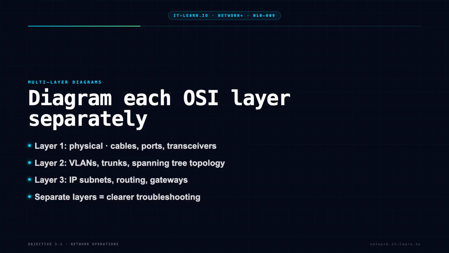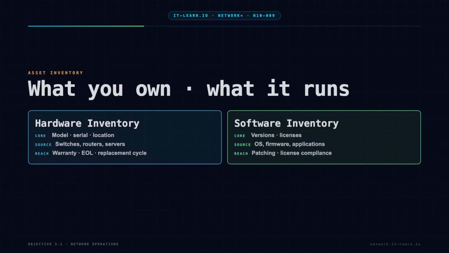Asset inventory is the practice of maintaining a comprehensive list of all network hardware and software. A hardware inventory tracks all physical devices, including serial numbers, locations, configurations, and ages. A software inventory tracks all installed software, including versions and patch levels. Licensing documentation ensures compliance with software license agreements. Warranty support information tracks warranty status and support contracts for equipment.